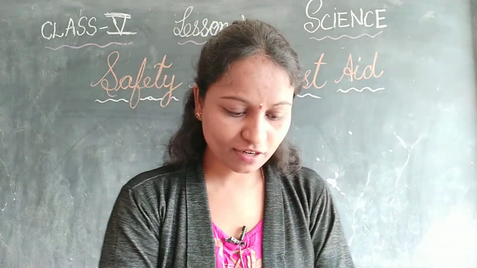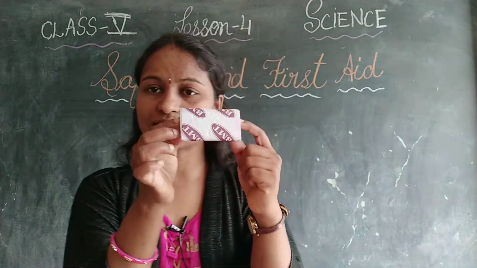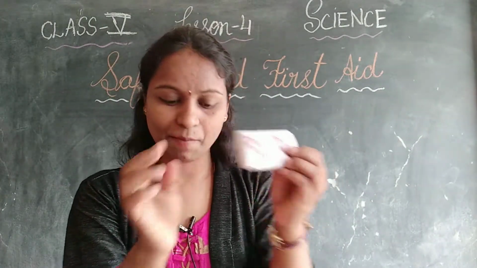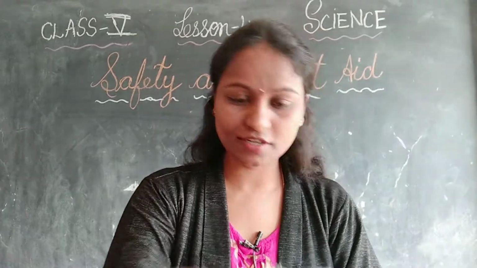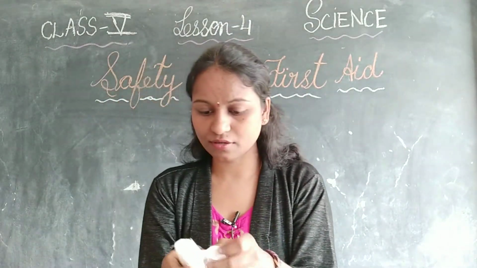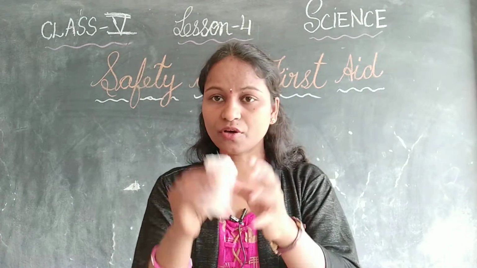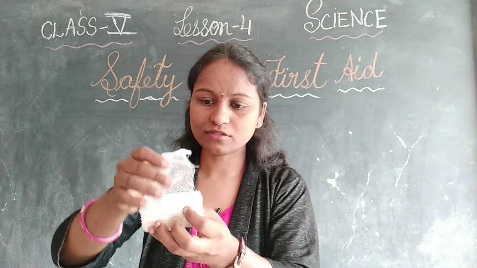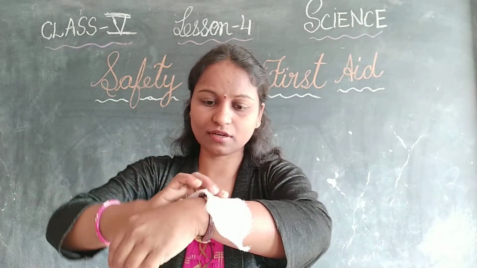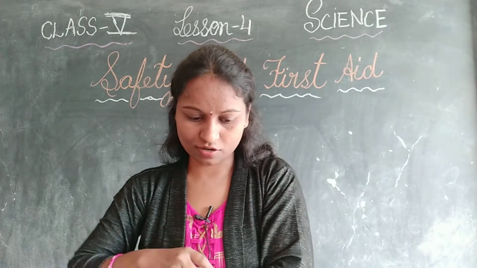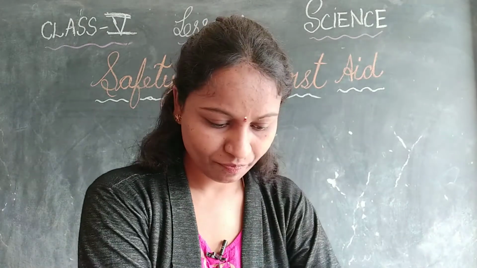Okay, children. Next one is bandage. This is the bandage that you can keep in the first aid box. When you open it, it is like this. Suppose your wound is there, then you can keep it on this one, and you can tie it on that. I'll show you that also.